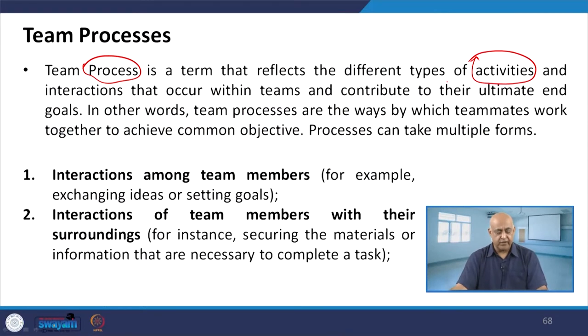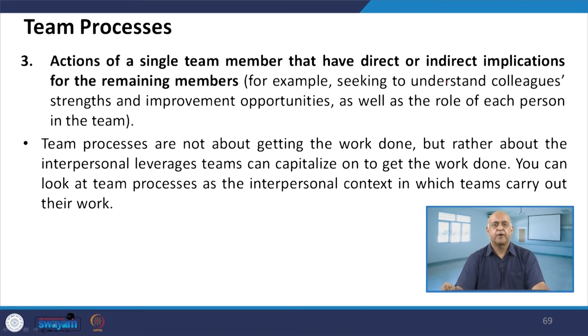So, processes can take multiple forms of interactions among the team members, for example exchanging ideas or setting goals. Whenever there are interactions among the team members, they will be going for exchanging ideas, and also interactions of the team members with their surroundings, for instance materials or information, data necessary to complete a task. That becomes very important. So, in team processes, first is the interactions among the team members, and then the interaction of the team members with their surroundings. In both cases, if the activities are properly designed, then definitely they will be able to make the actions proper.